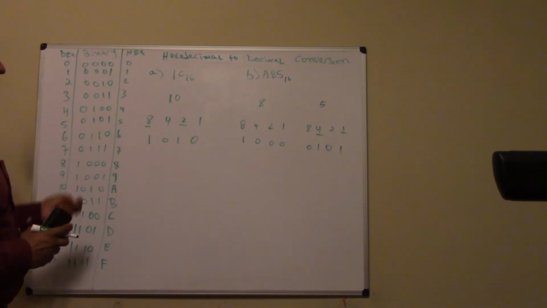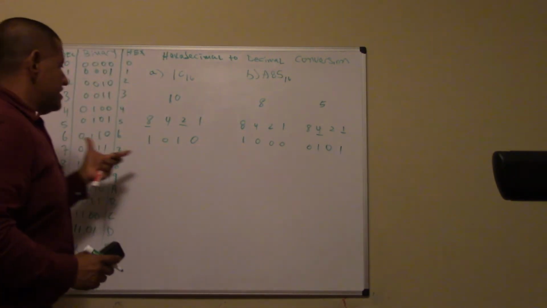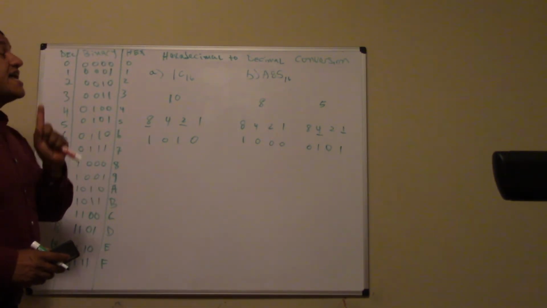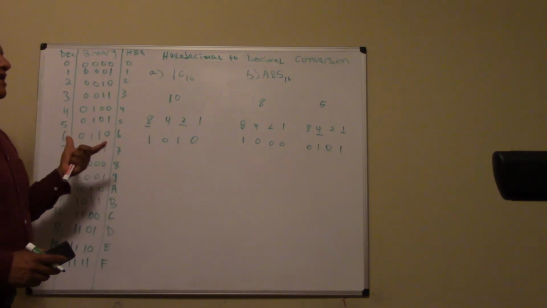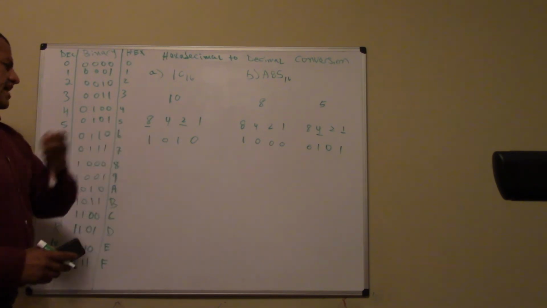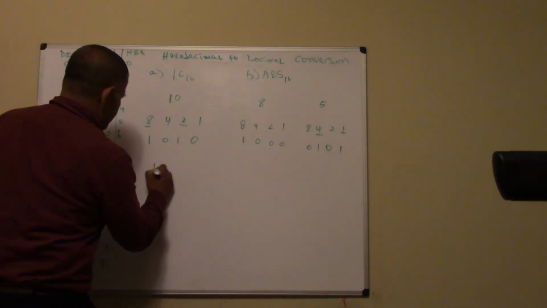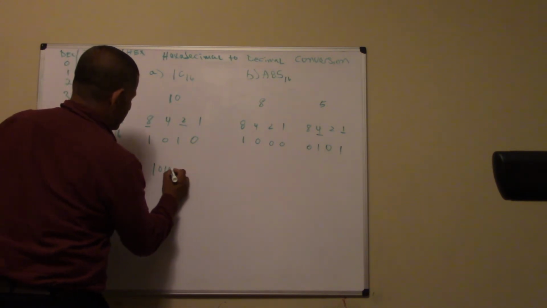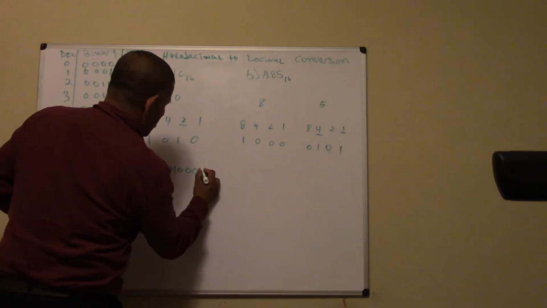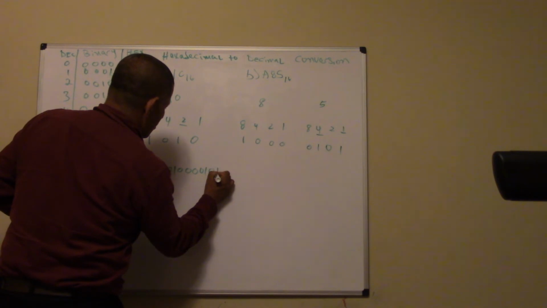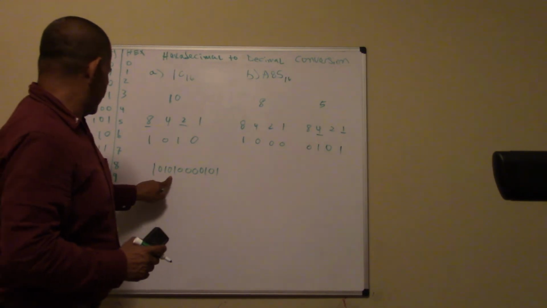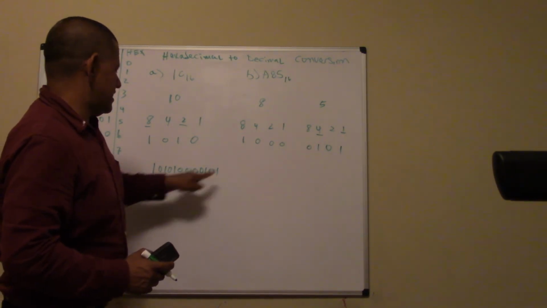Now that I have these numbers, I have to put them together into one whole binary number. The whole thing has to be one binary number, right? So I do 1, 0, 1, 0. I do 1, 0, 0, 0. I do 0, 1, 0, 1, right? So I got that, and I got that, right?